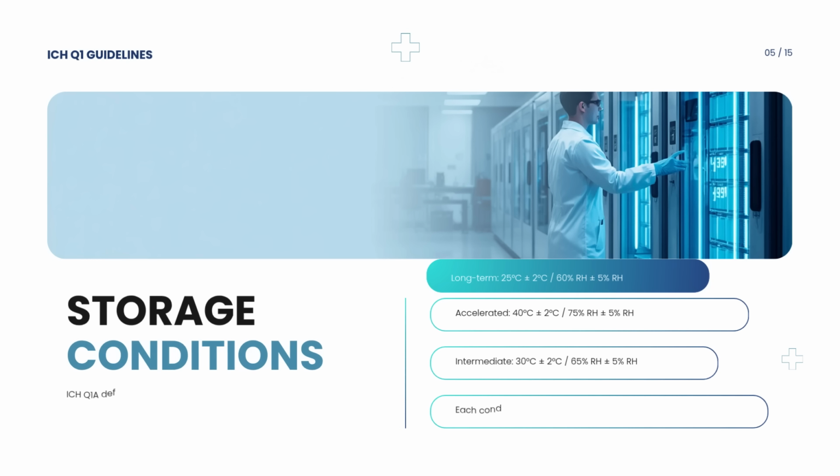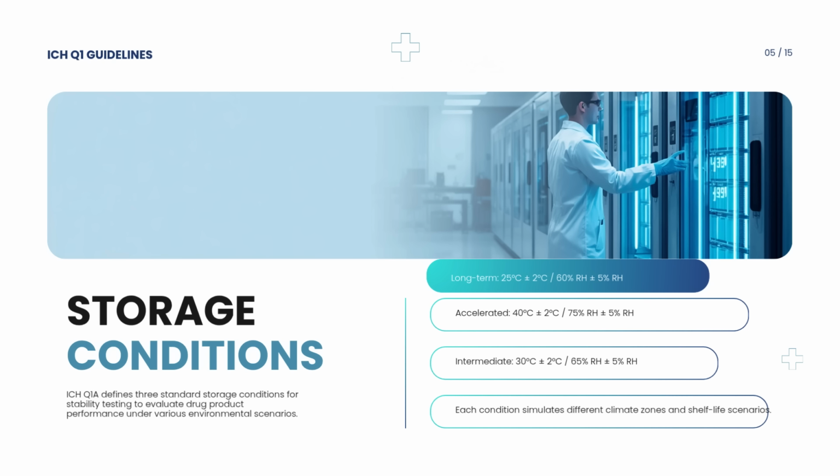Okay. So, as we move into discussing storage conditions, it's important to understand that these conditions are critical for ensuring the stability and quality of pharmaceutical products. The ICH-Q1A guidelines specify three standard storage conditions: long-term, intermediate, and accelerated. These conditions are designed to simulate various environmental scenarios and climate zones, ensuring that the drug products perform well across different settings. So let's break these down.